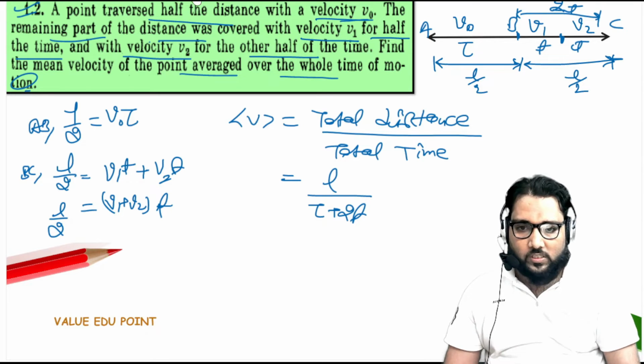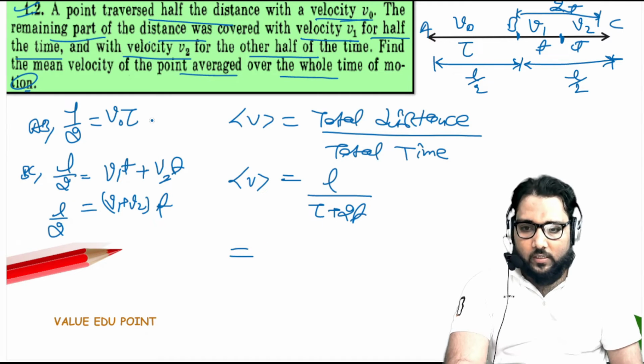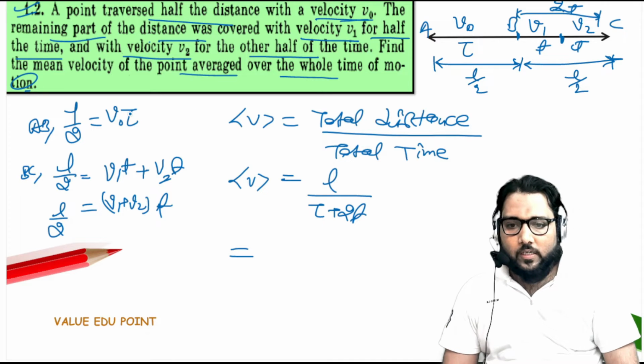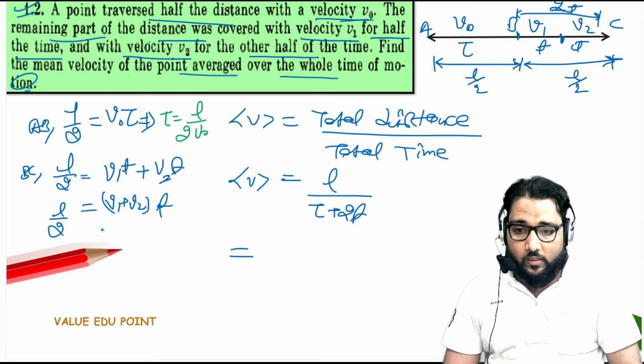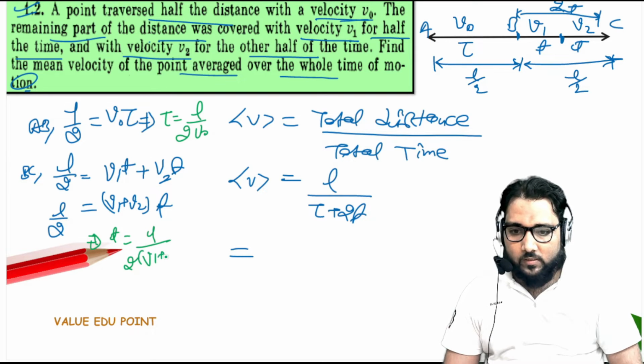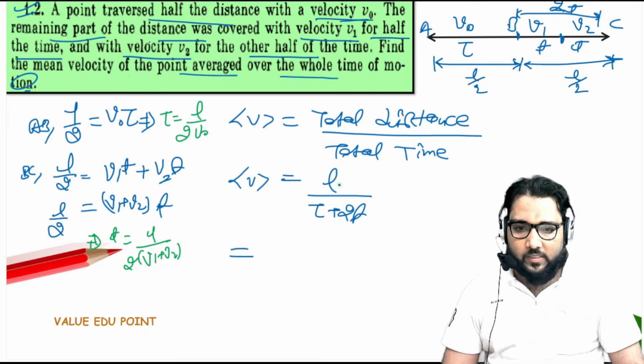2 plus 2t. This is the total time. Okay, guys. So here you can calculate the value tau. Tau is equal to L upon 2 V naught. Or here you can calculate t. That t is equal to L upon 2, V1 plus V2. Is it okay guys? Put this value simply here.